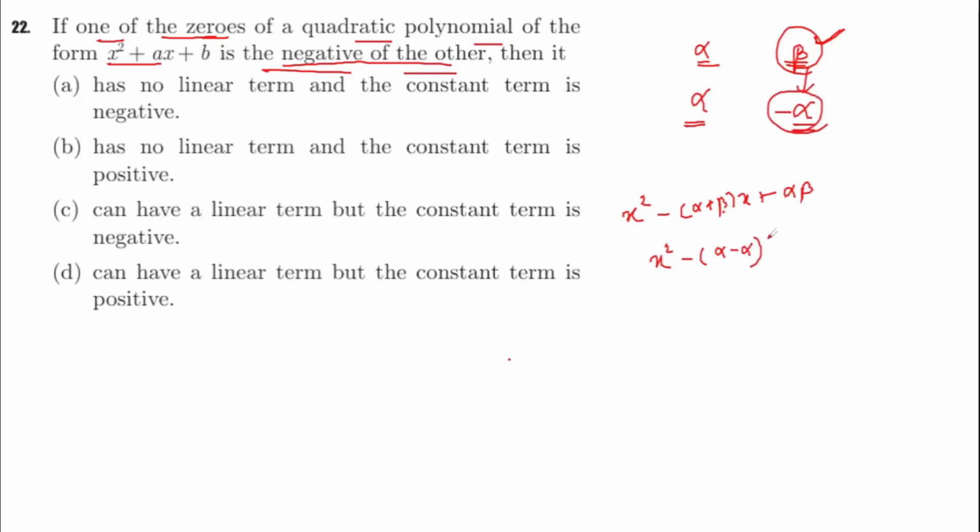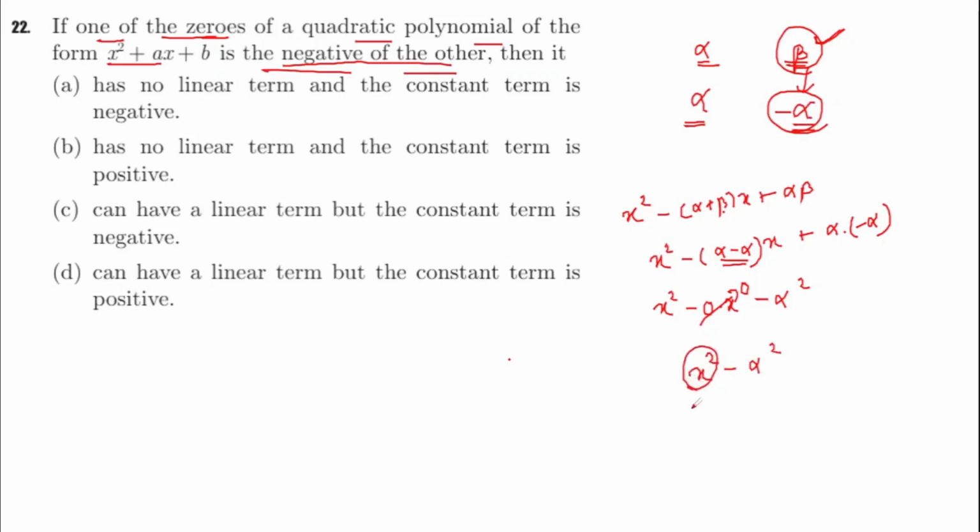Okay, now this is x, and in place of alpha, put alpha, in place of beta, put minus alpha. Now what will happen, sir? This is x square and minus alpha minus alpha. That will give you 0x. And this is your minus alpha square. Now 0 into anything will give you 0, and this polynomial becomes x square minus alpha square. That means you will have an x square term.